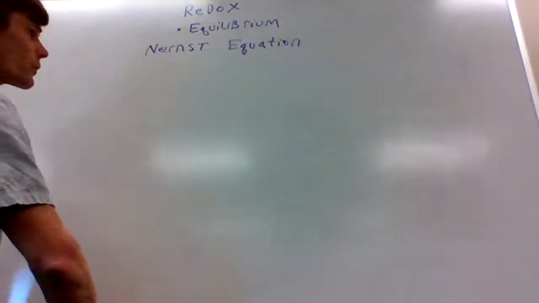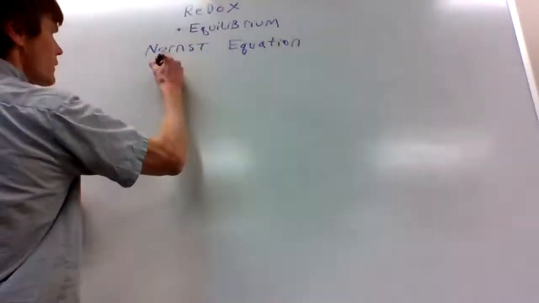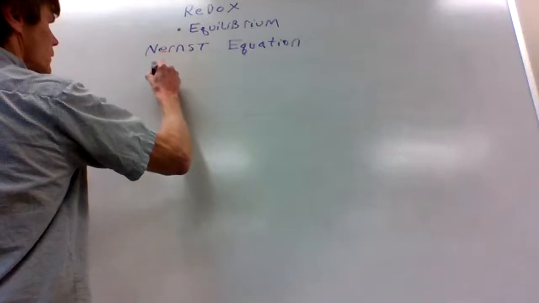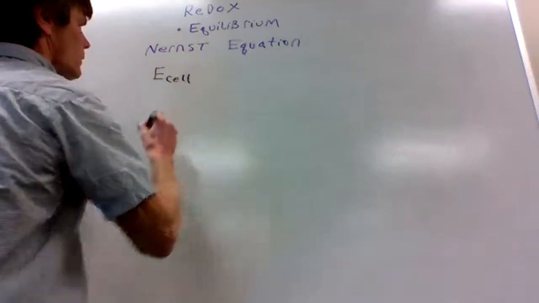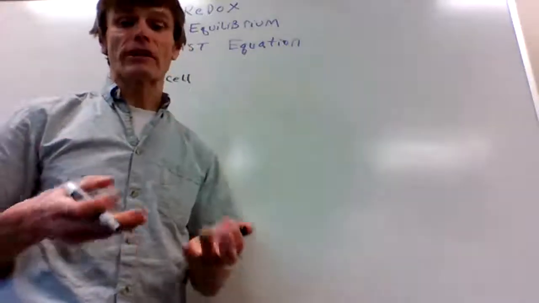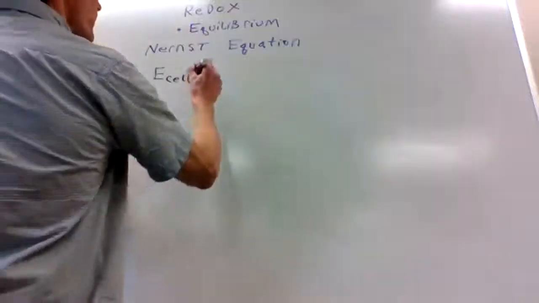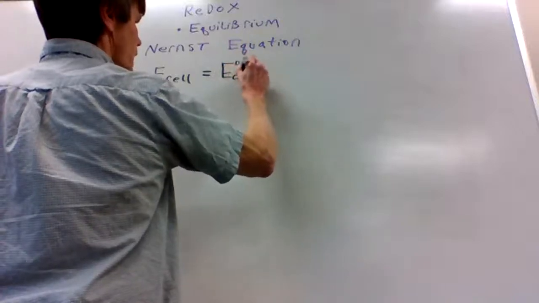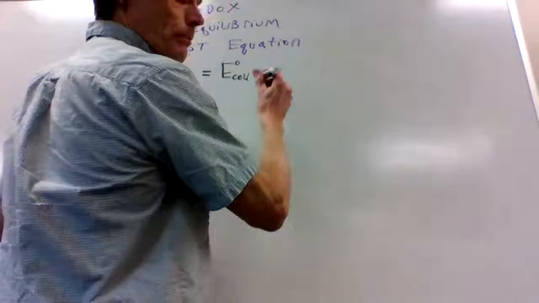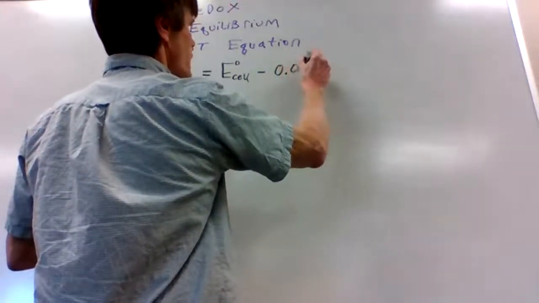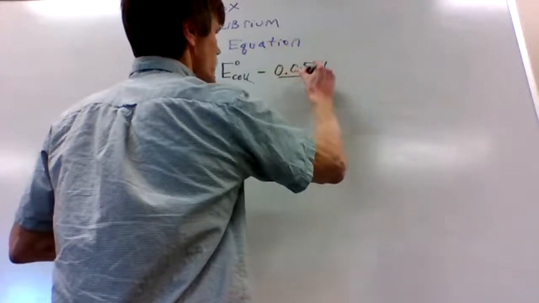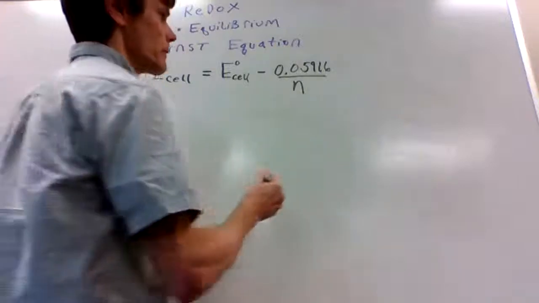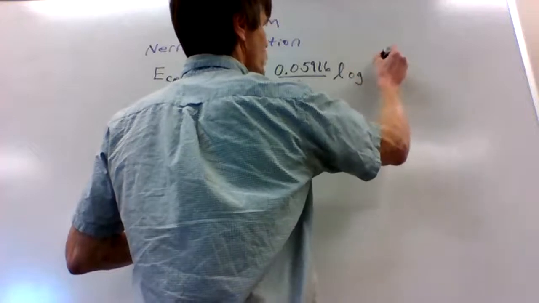If you recall from the Nernst equation, we learned that the potential of a cell, or any kind of chemical reaction that's undergoing a redox process, is equal to the standard reduction potential that we would find using tables, minus 0.05916 divided by n, where n is the number of electrons being exchanged in a process, times the log of Q.